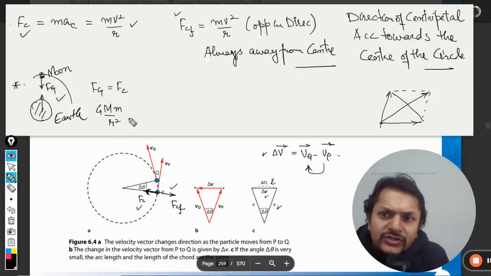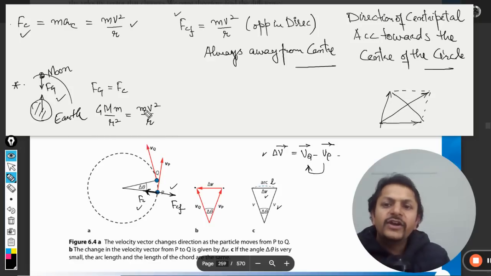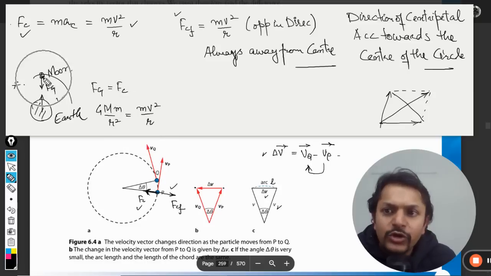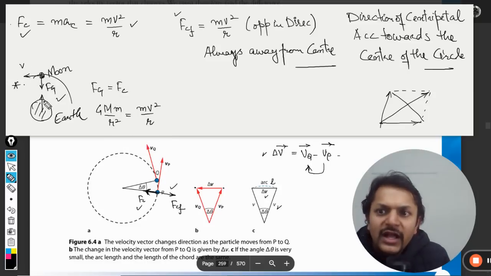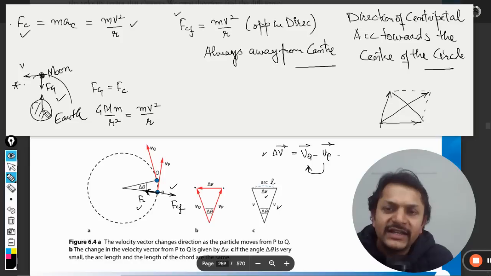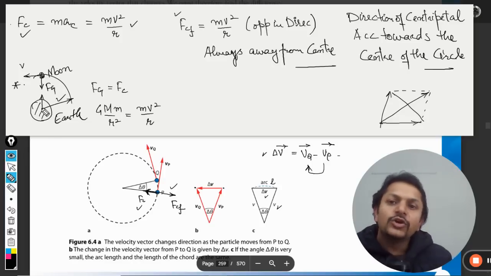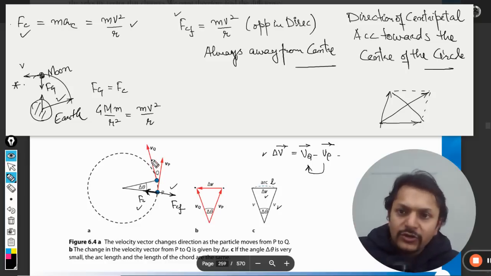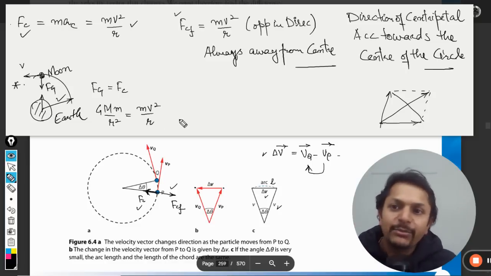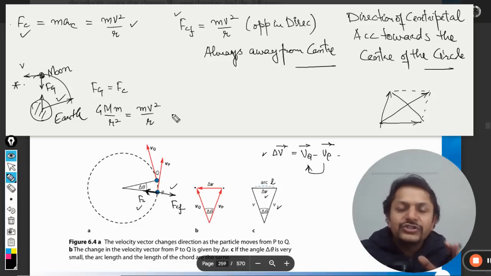G M m by r square is equal to m v square by r, where small m is the mass of moon, v is the velocity with which moon is moving, r is the total distance between this and this, that is the radius of the circle. So accordingly we can create the further equations. I'm not going into that much detail, I'm just giving you an example. So centripetal force does not have its own existence. Some or the other force has to act like centripetal.